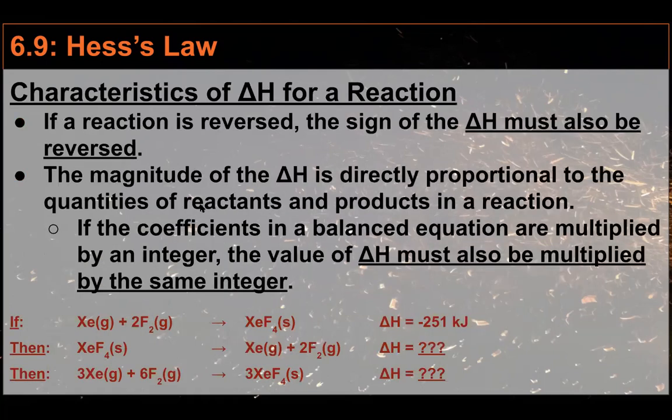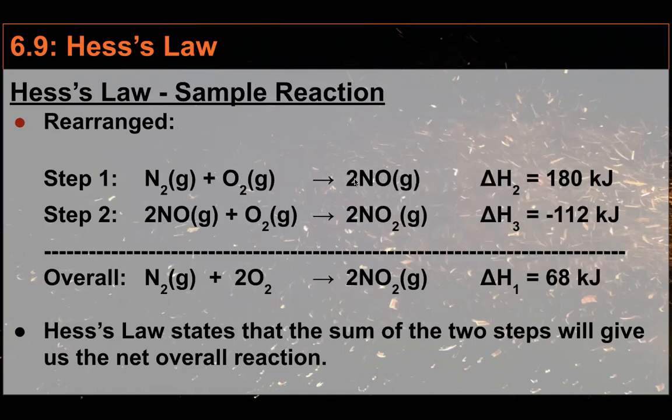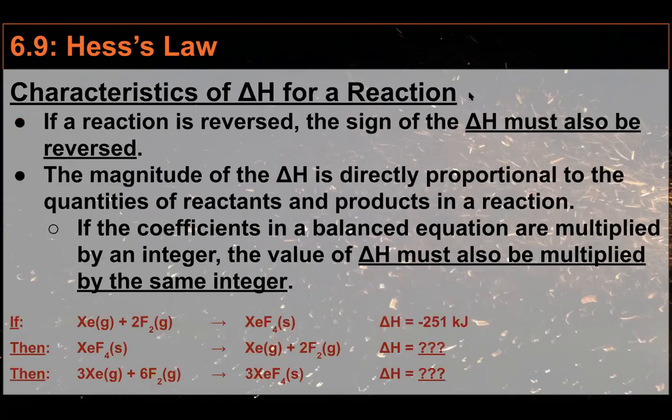Sometimes we might have to reverse a reaction. And you should recall from earlier in this unit that if you reverse a reaction, then you have to change the sign of the delta H value. So going back here, if we were to reverse this and have 2NO yields N2 plus O2, well, we're reversing that reaction. We have to get the opposite sign here. So that would have a delta H of negative 180 kilojoules. So if you reverse a reaction, you have to change the sign of the delta H.